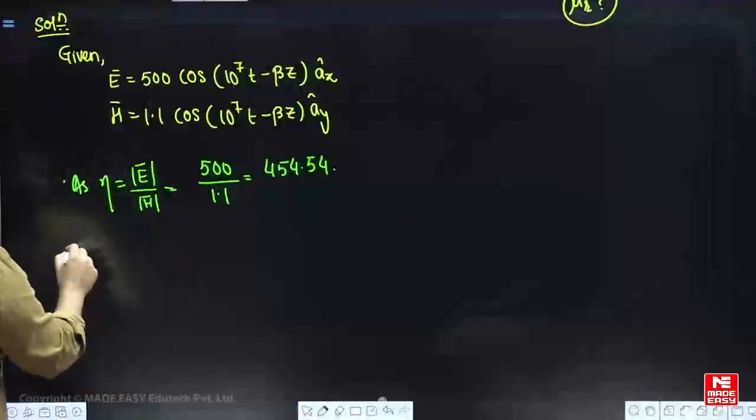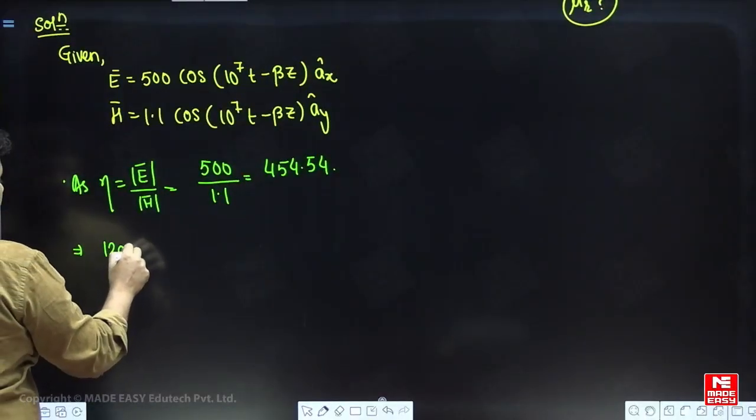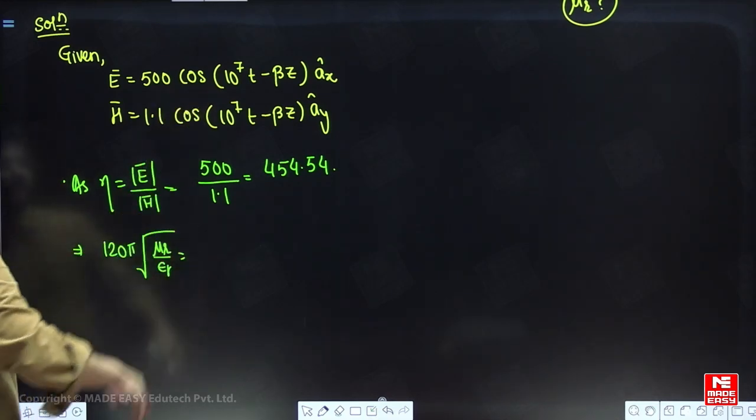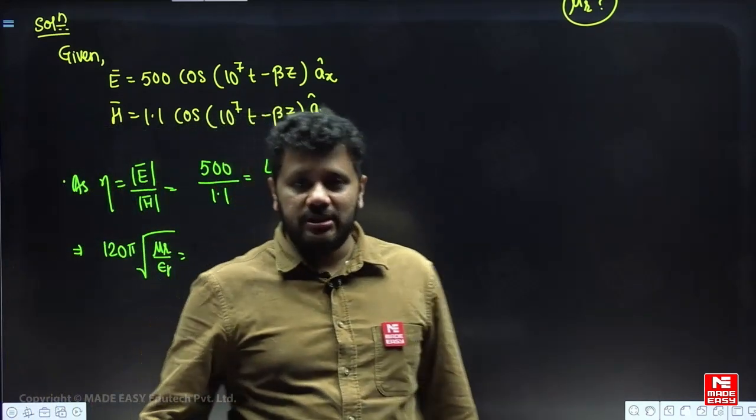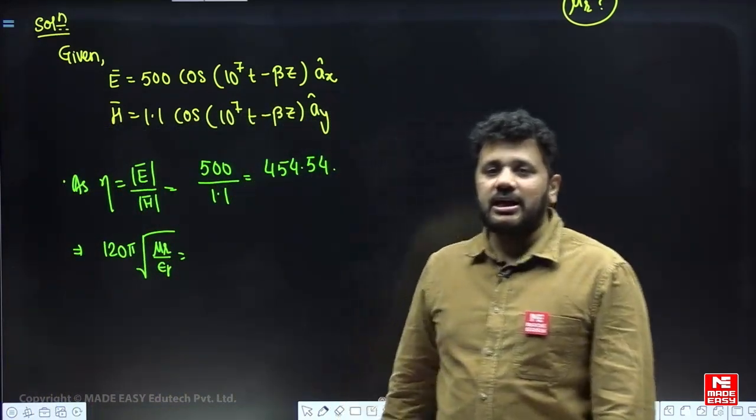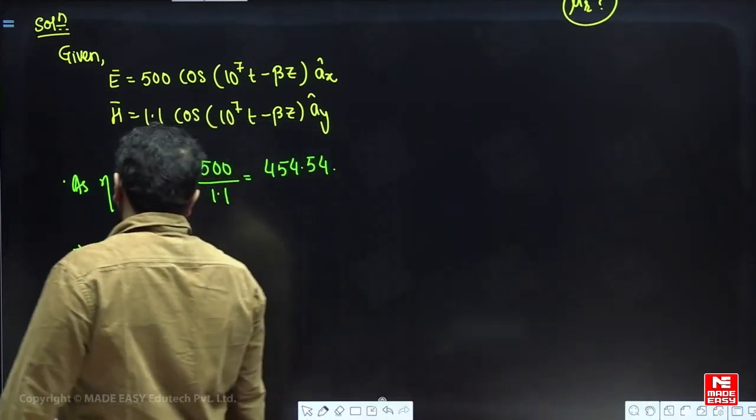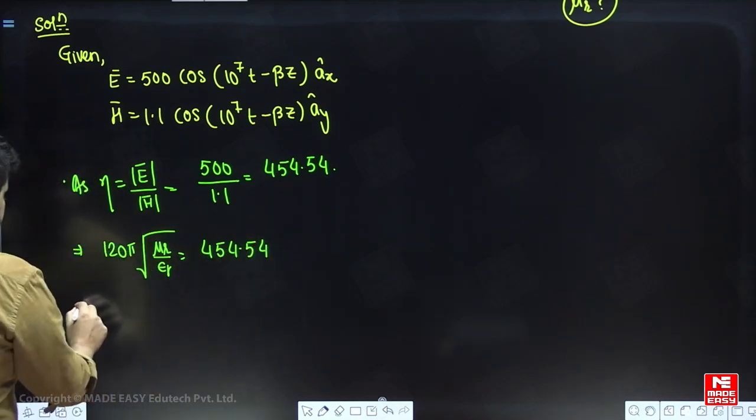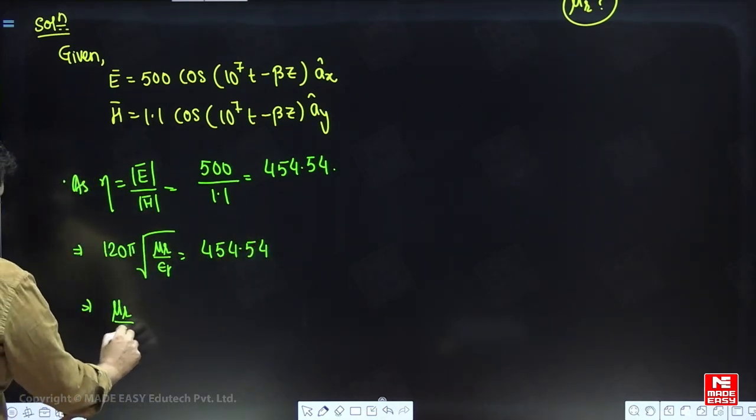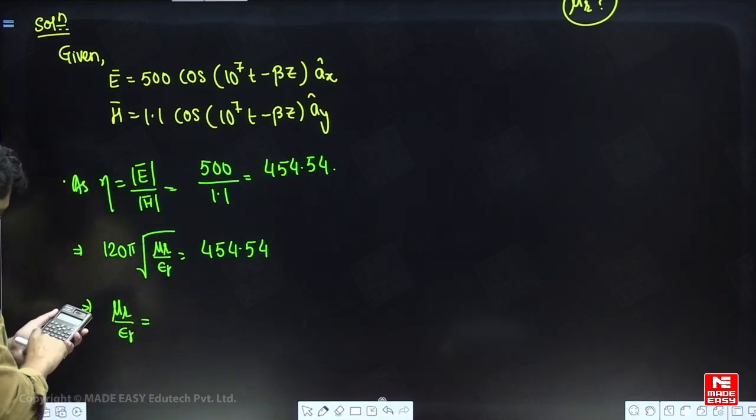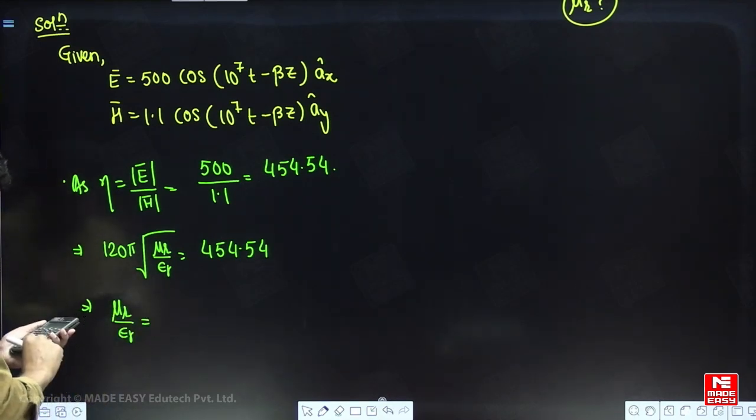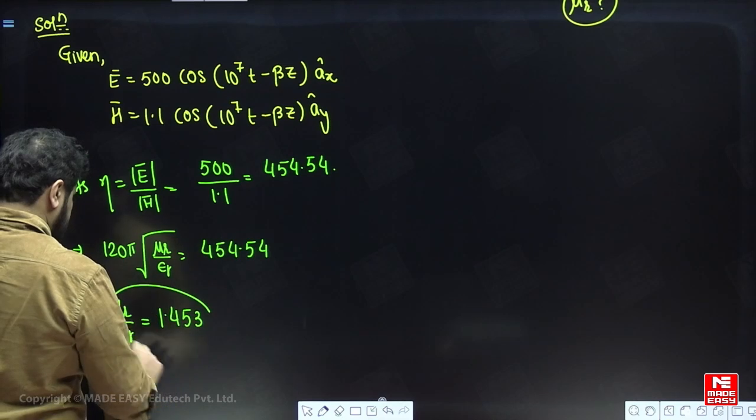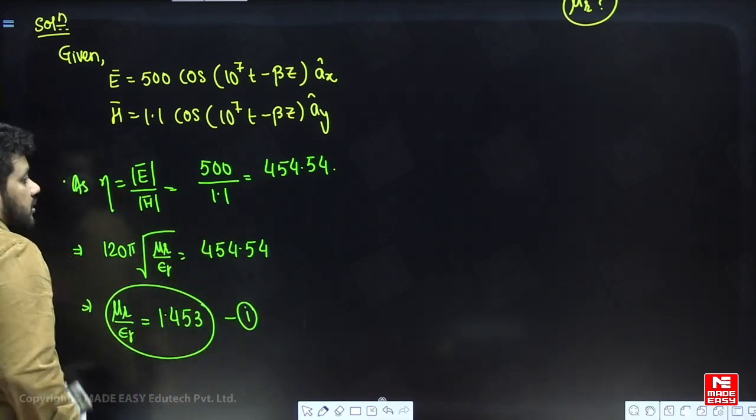Correct. Okay. Now eta is nothing but 120 pi root under mu r upon epsilon r. Now since there is no alpha term, that means the medium is a lossless medium. It can be free space, it can be lossless dielectric, right? So eta is equal to 454.54. So from here I will get the value of mu r upon epsilon r, divided by 377 whole square, 1.453. Correct. Let us say this is equation 1.